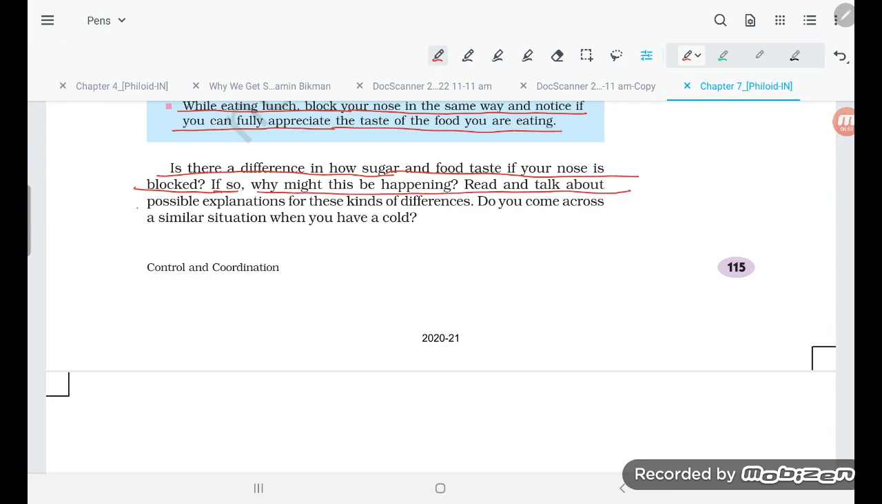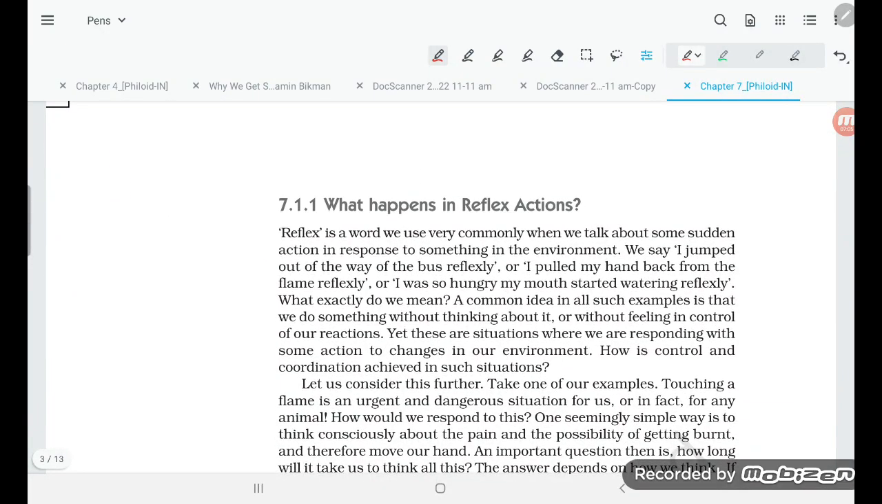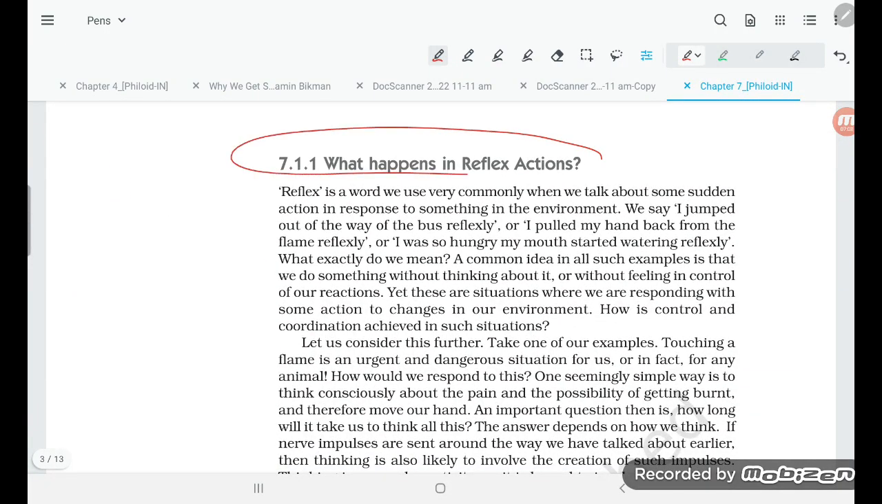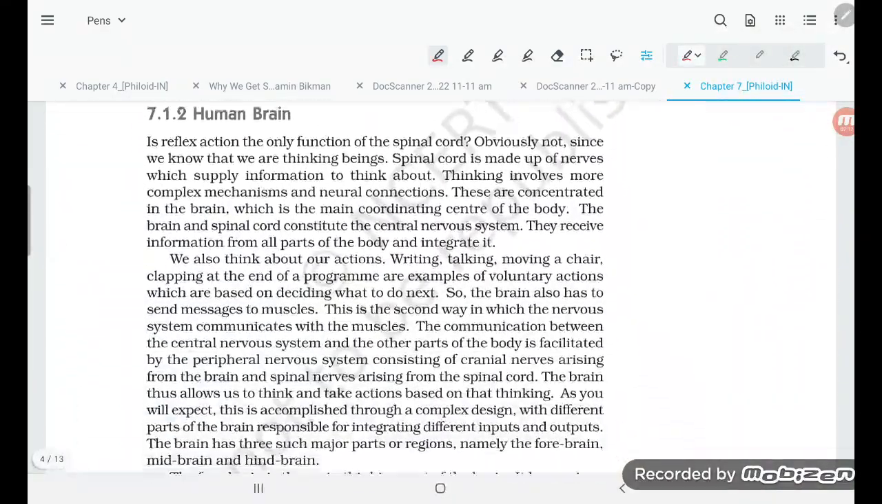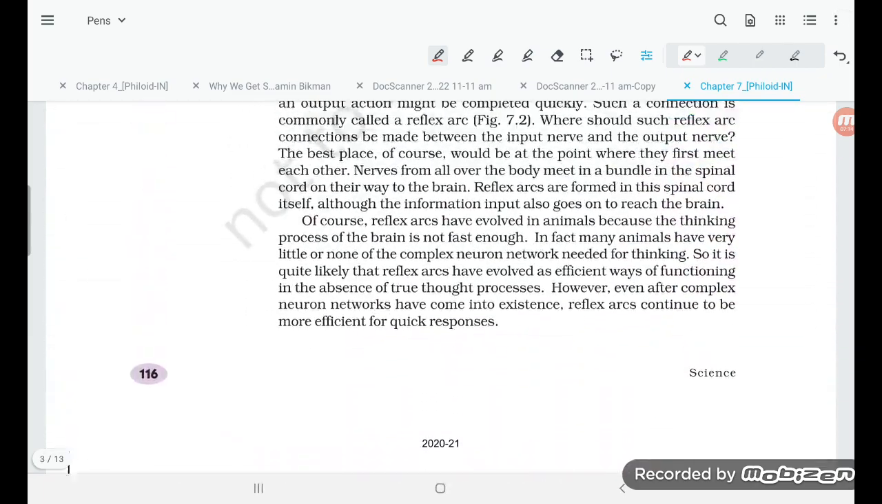Read and talk about the possible explanation for these kinds of differences. Do you come across a similar situation when you have a cold? What happens in a cold? Okay, that we will study in the next video, students.